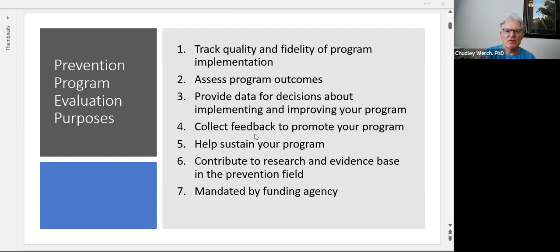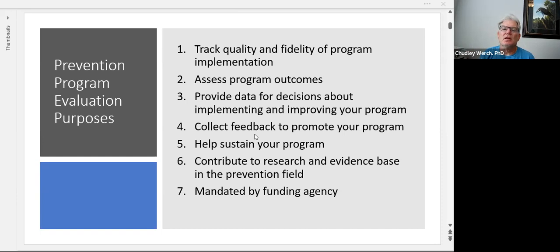So anyway, these 7 items are reasons for evaluation. From number 1, tracking the quality, fidelity of the program implementation. If your program is not implemented with quality and as it was meant to be implemented, even if it is evidence-based, even if there is research supporting it, it's going to be less likely to have positive outcomes for you. Number 2, you want to assess your program outcomes. I think that was the main interest for the majority of you. Of course, you want to know how effective, what's the efficaciousness of your program? Are you achieving what you want to achieve?